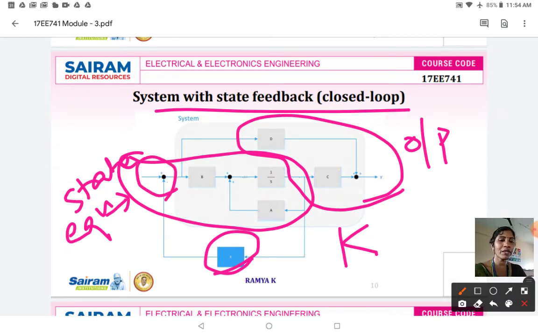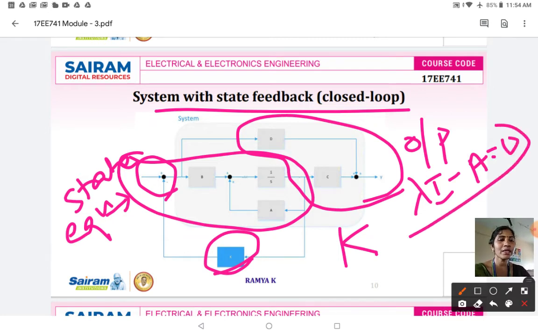Therefore, the characteristic equation lambda I minus A is equal to 0. It is the characteristic equation that defines the open loop poles. From this it is possible for us to identify the poles lambda. The value of lambda will define your eigenvalues, and from this you are going to identify your location.